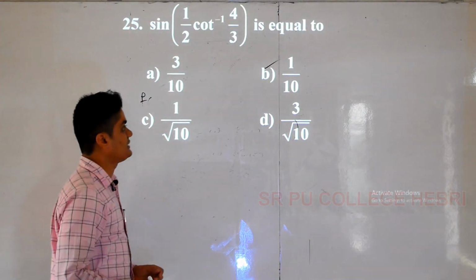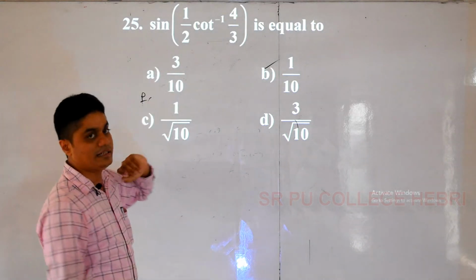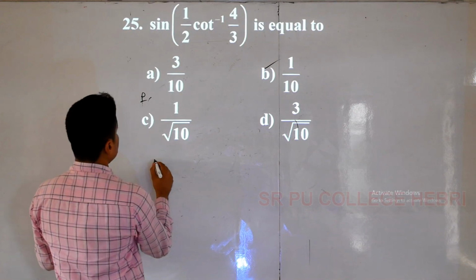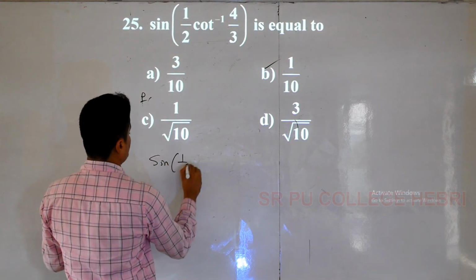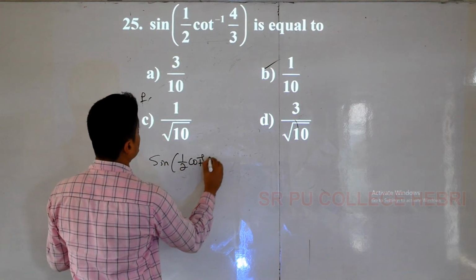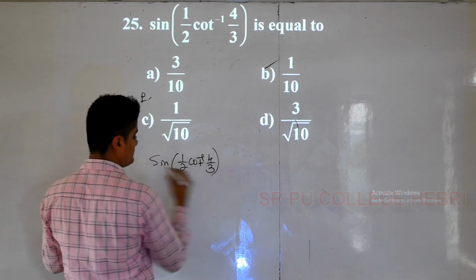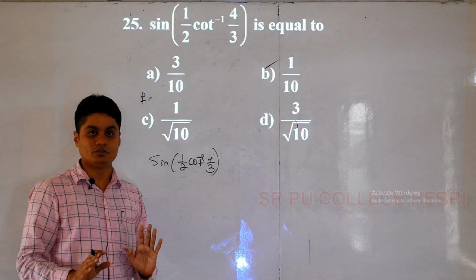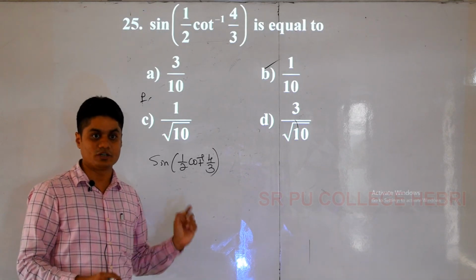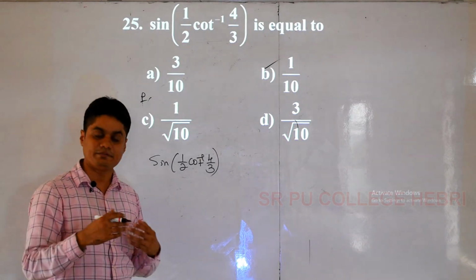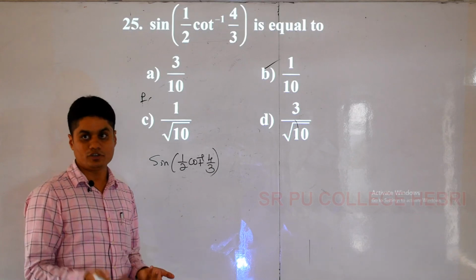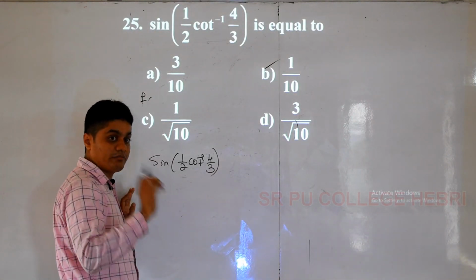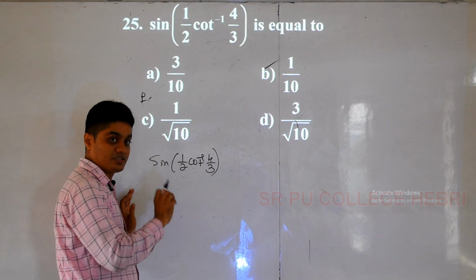The next question is from inverse trigonometric functions. It is not in the NCERT textbook, but it is a CET question. So observe carefully. What is the question? Find the value of sine of half cot inverse of 4 by 3. See, writing each and everything is not allowed in an entrance exam. Please remember that, because if you write each and everything, it will definitely take more than 1 minute, and you will get approximately 1 minute in the exam. So try to avoid it. I'll show you now how to avoid those unnecessary steps.